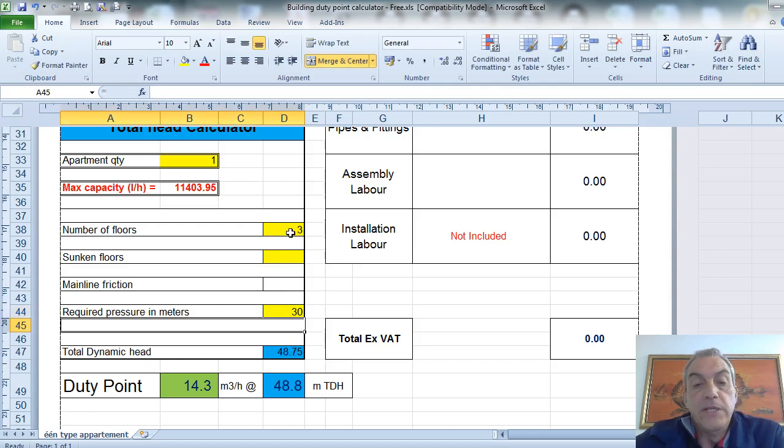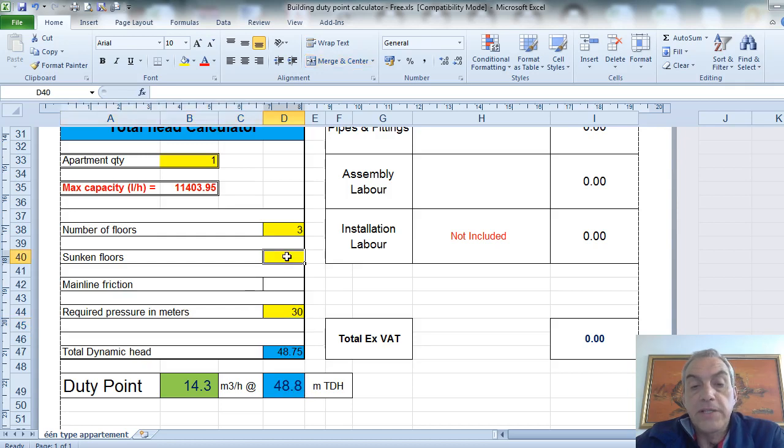So now remember we said a 3-story building should be between 9 and 10 meters plus the 30, but the answer it comes out with is 48.8 meters in total. Why? Because that required pressure, it has also added a safety factor and a percentage additionally to the 30 meters required, and that's why if you add those two totals up plus the safety factor, it comes to 48.8.